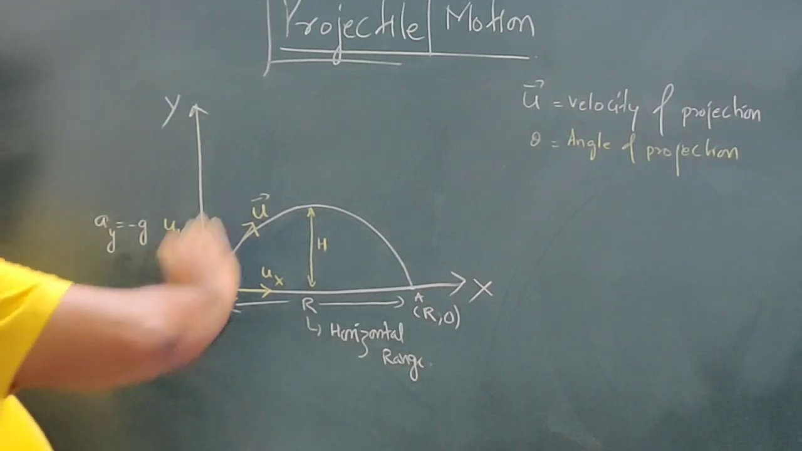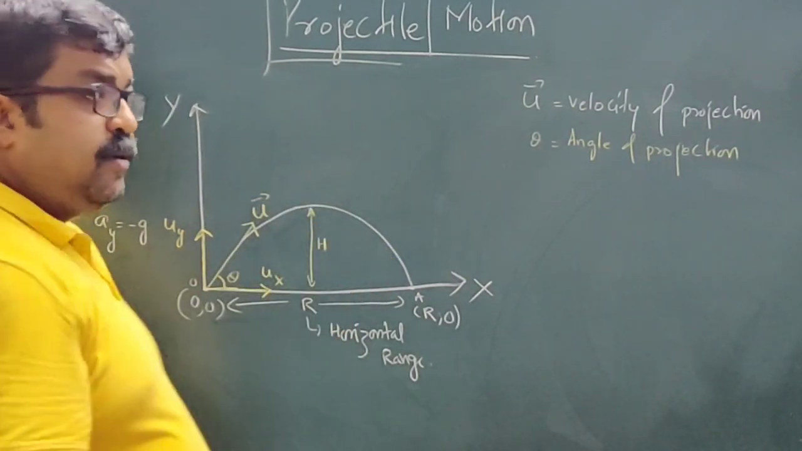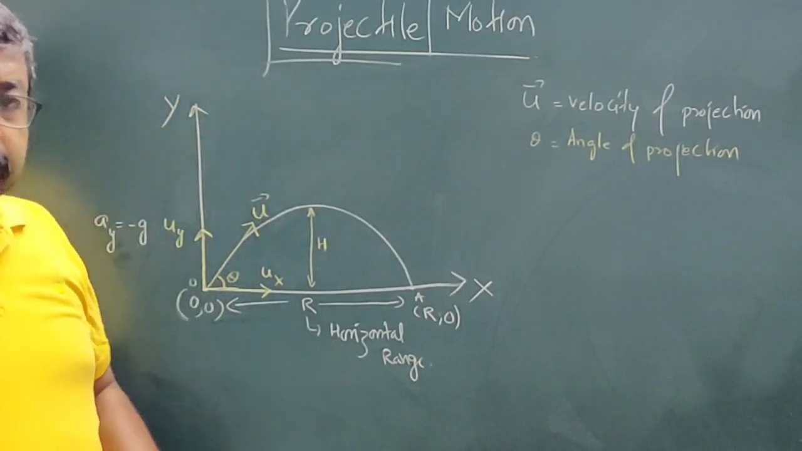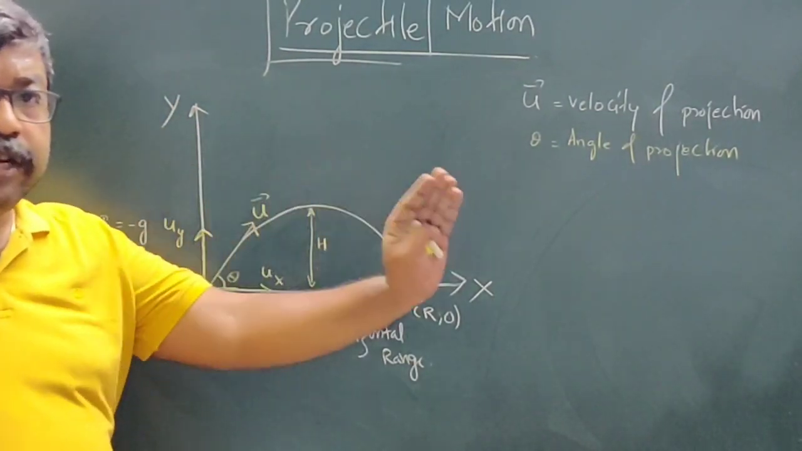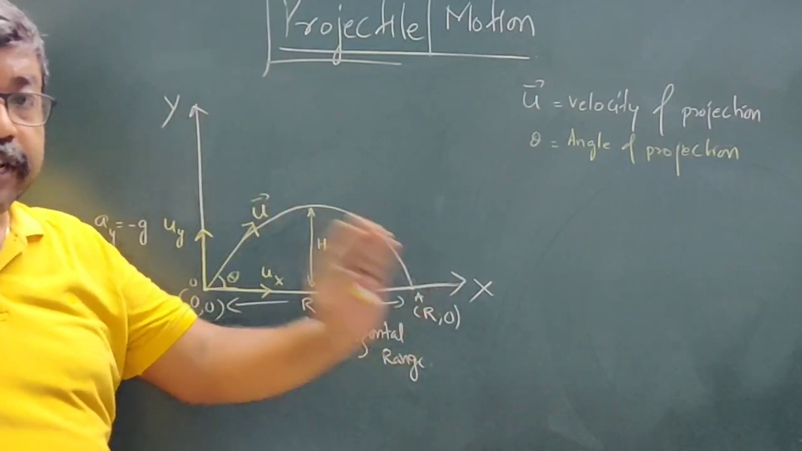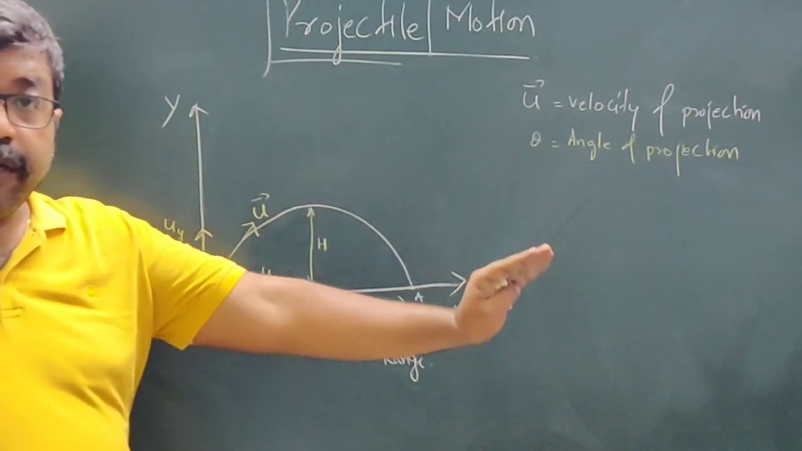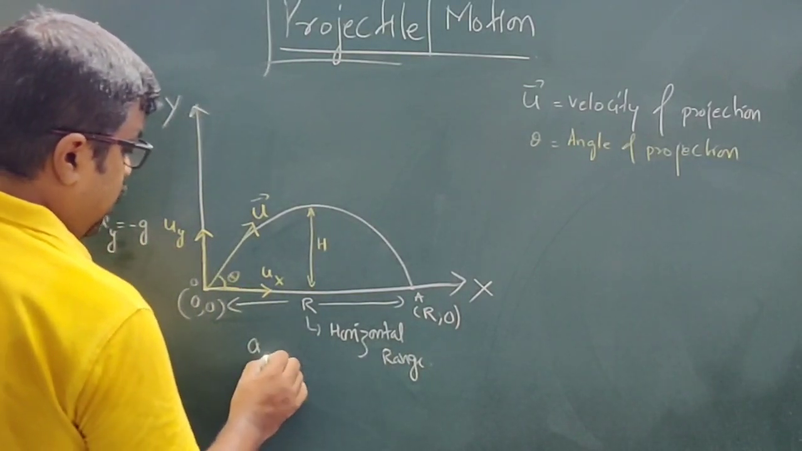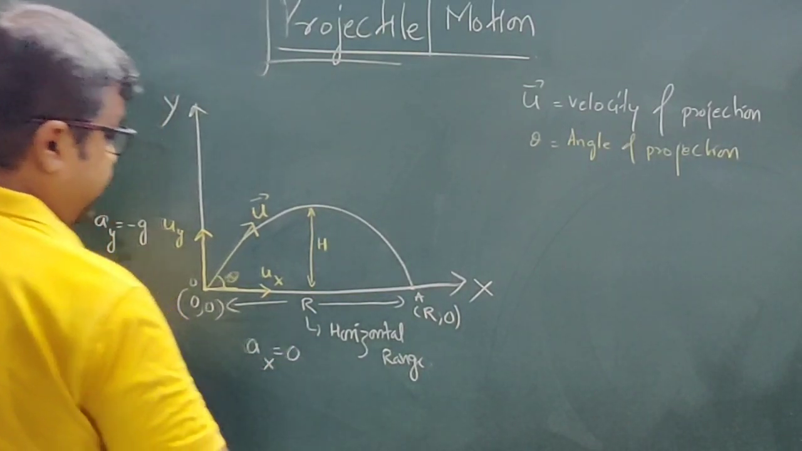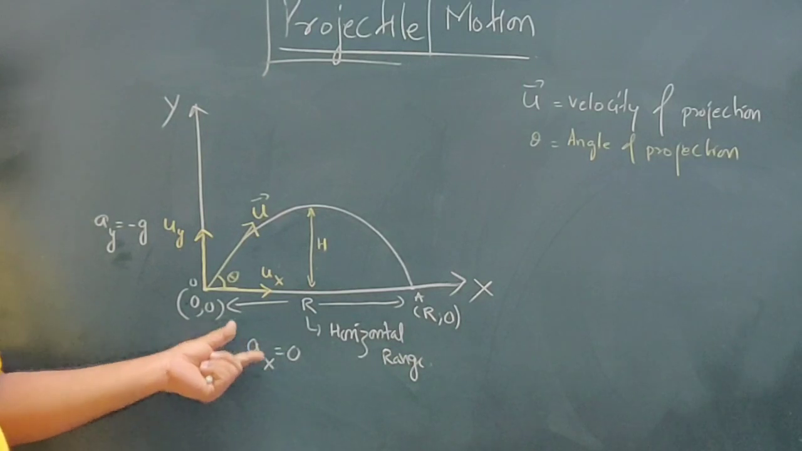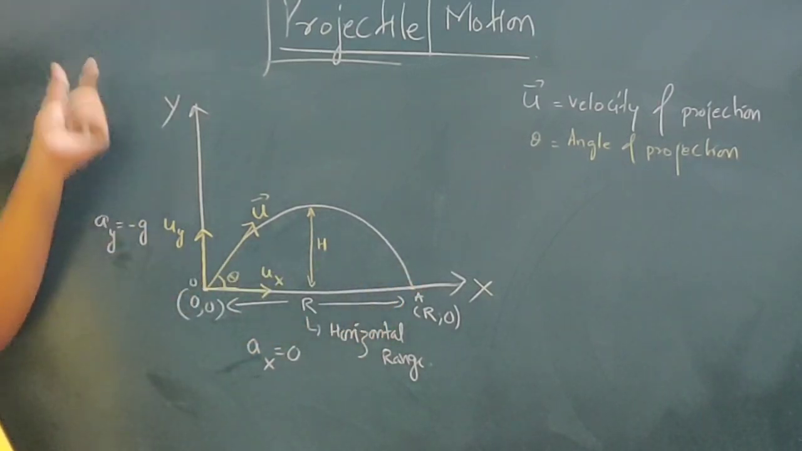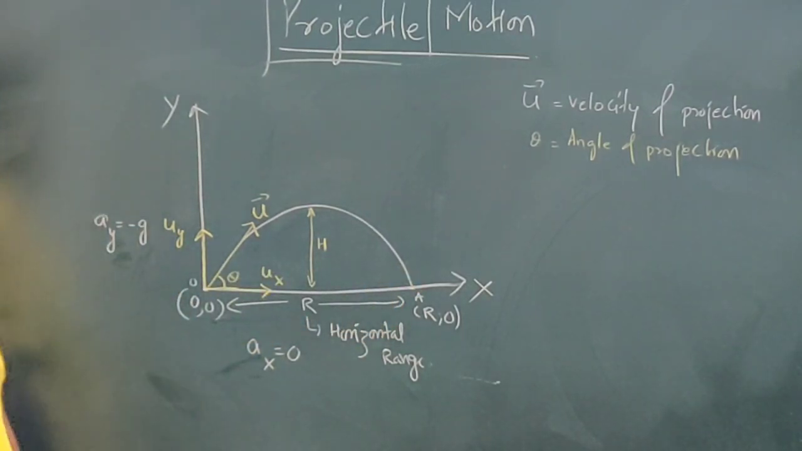When the projectile moves from this point to this point, acceleration is acting in the downward, vertical direction. There is no acceleration along the horizontal direction. There is no one to pull this projectile along the horizontal direction. So acceleration along the x-axis is 0. This is a very important concept: for projectile motion, acceleration along the x-axis is 0, and acceleration along the y-axis is minus g.